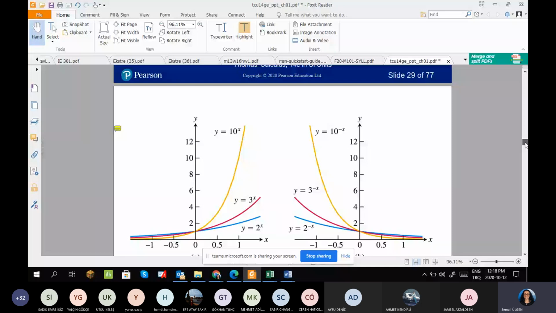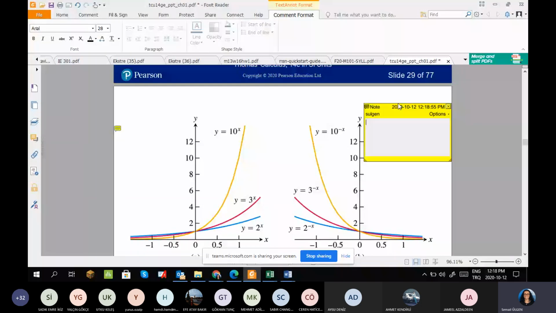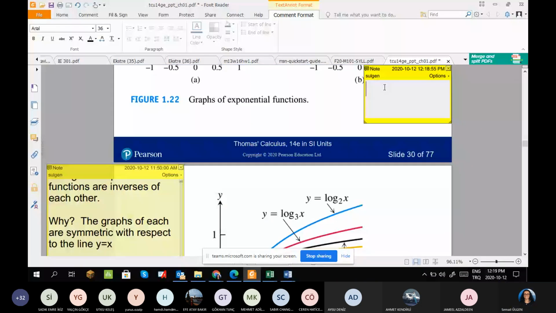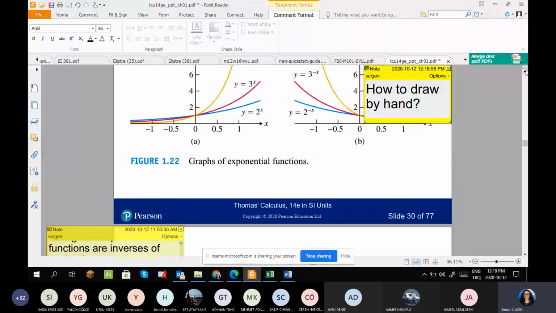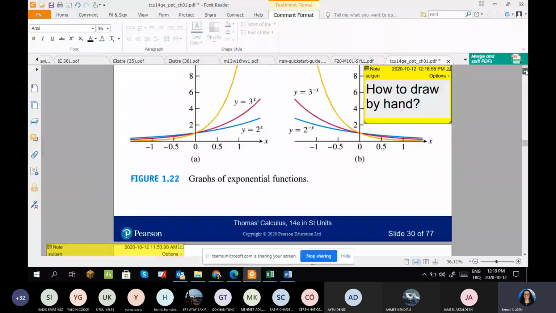How to draw by hand? That's a good question. And here's how you would do. For example, let's learn how to draw this exponential function by hand.